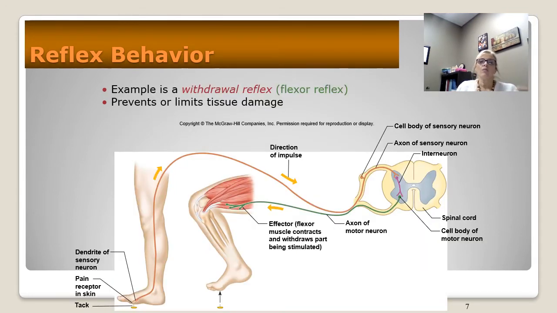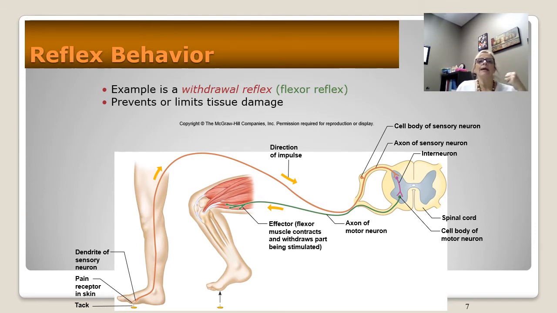So we also have a withdrawal reflex. This is like if you were to step on a tack in this illustration or touch a hot stove. This happens when you encounter something painful. It involves a sensory neuron, and then there's an interneuron this time and a motor neuron. If you step on a tack, your skin receptors are going to be activated.